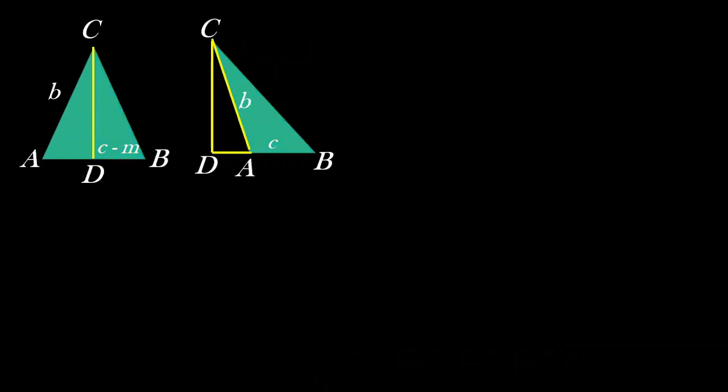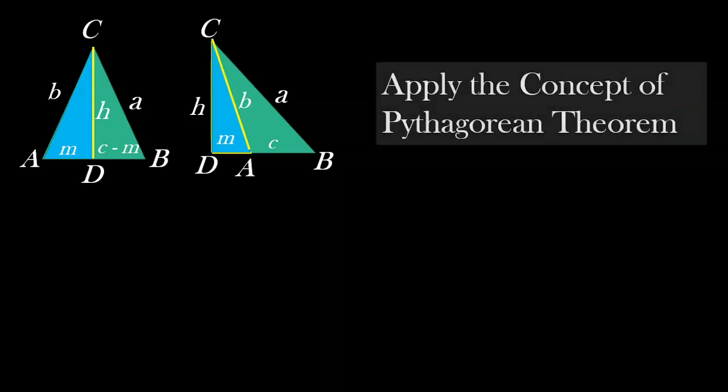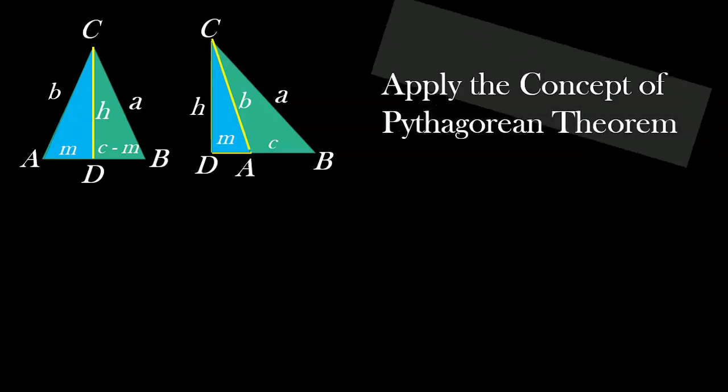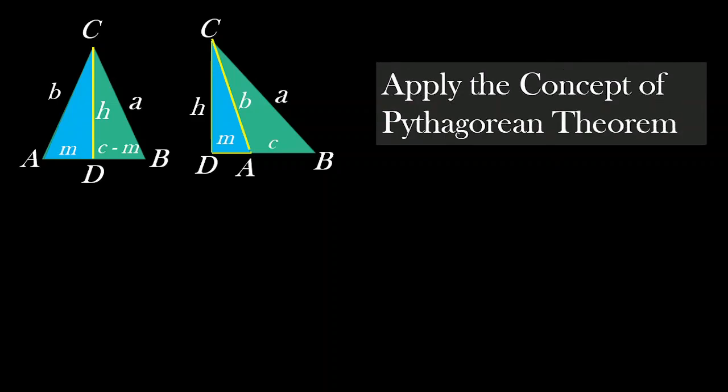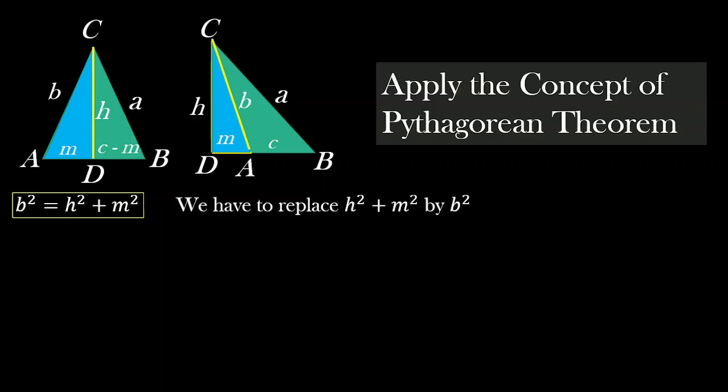Considering the right triangle ADC of the acute triangle and right triangle ADC of the obtuse triangle, these two right triangles have side B considered the longest side. Their side H and side M are the shorter legs. After applying the concept of the Pythagorean theorem, these two right triangles have the same equation: B squared is equal to H squared plus M squared. H squared and M squared are visible in the equation of right triangle BDC of the acute triangle and obtuse triangle. Therefore, we have to replace it with B squared.